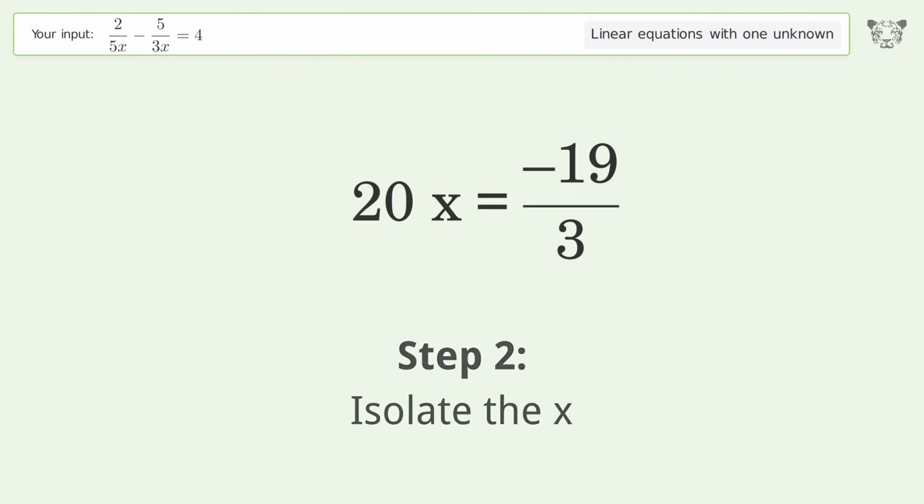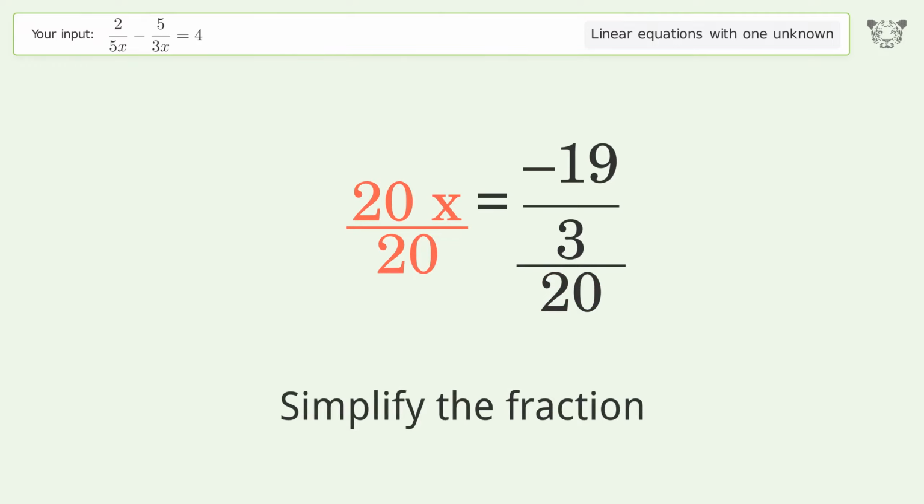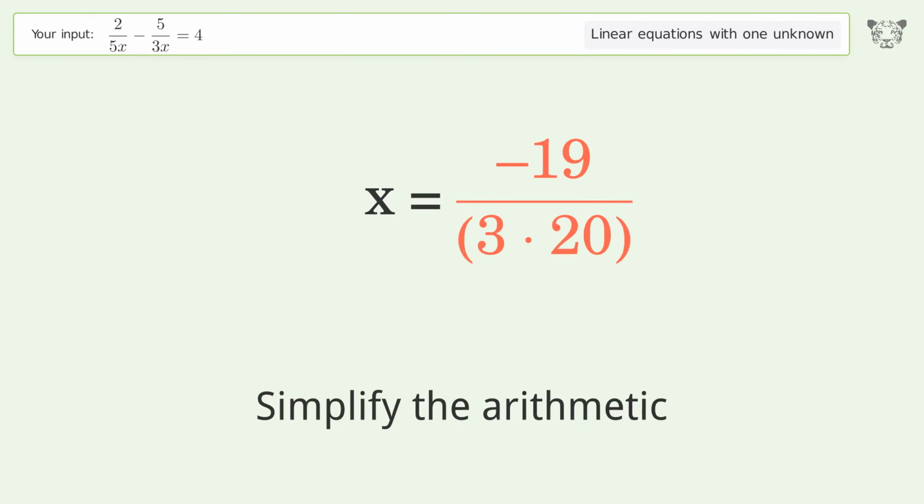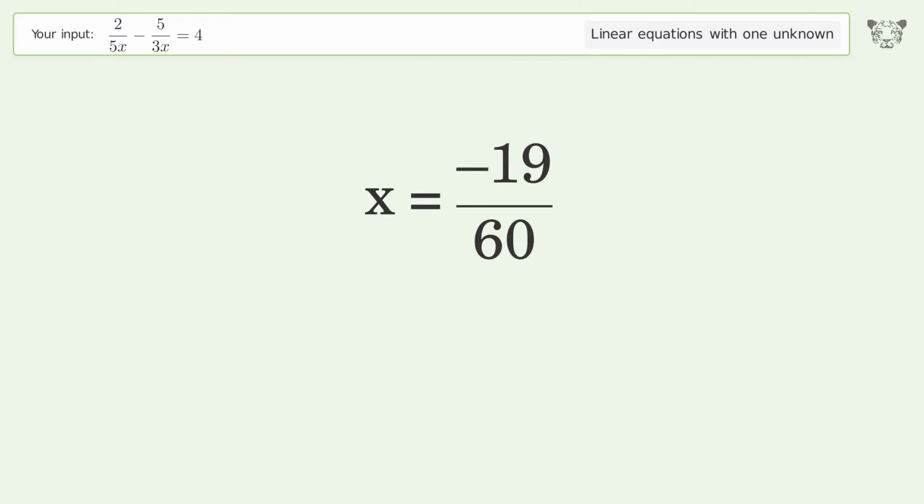Isolate the x. Divide both sides by 20. Simplify the fraction. Simplify the arithmetic. And so the final result is x equals negative 19 over 60.